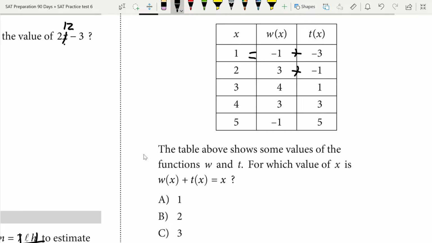I see 1, -1 plus -3. That's going to give me -4. That does not equal 1. Option 2, we have 2 equals 3 plus -1. 3 plus -1 is 3 minus 1. That does equal 2, so that is correct. So asked for the value of x, x is going to be 2 then. So B would be my correct answer for number 8.